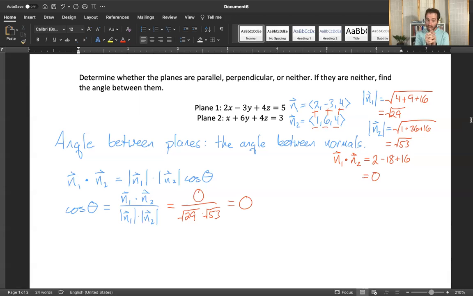However, in this particular case, guess what? When the cosine is 0, you already know what that means. It means that the normal vectors are orthogonal. That means that the angle between them is 90 degrees. And the angle between the normals is the angle between the planes. And so these planes are perpendicular.